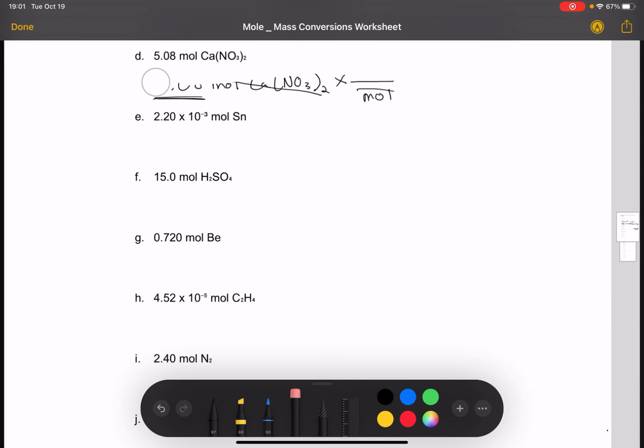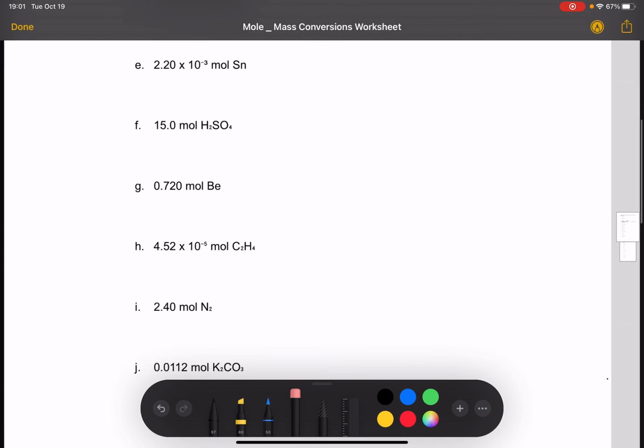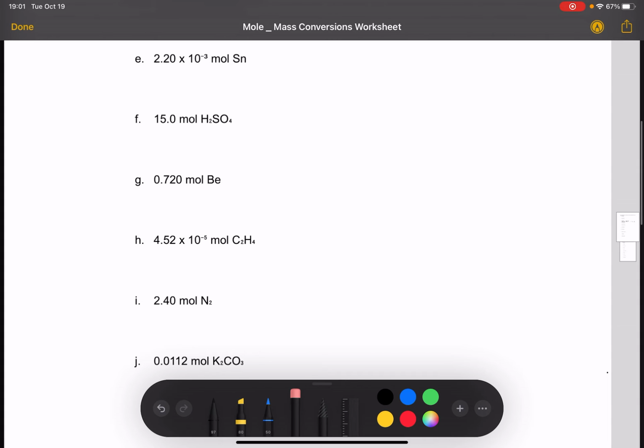Let's move on. Let's do this last one because it has some scientific notation in it. We are looking at the molar mass of tin, and SN stands for tin. The molar mass of tin is 118.7 grams of tin per mole of tin. All right, so that's my conversion factor.